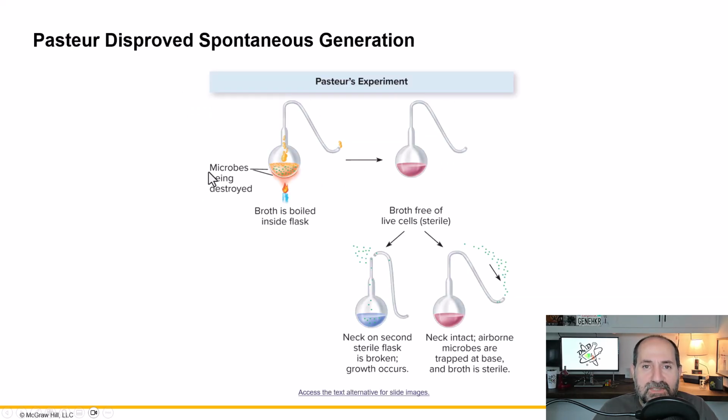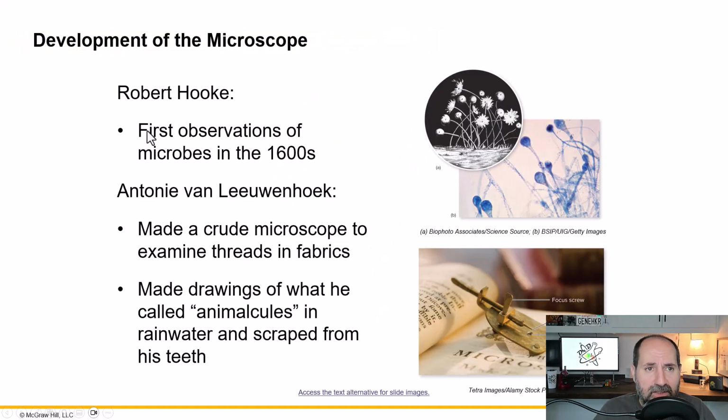We should know that it was Louis Pasteur who disproved the concept of spontaneous generation with his elegant swan neck flask experiment. It was Robert Hooke who first observed microbes and made publications of these fungi and different microbes. But it was Anthony van Leeuwenhoek who made the early crude microscope. Remember, with his pinhole microscope that had a single lens, so it's a simple microscope.